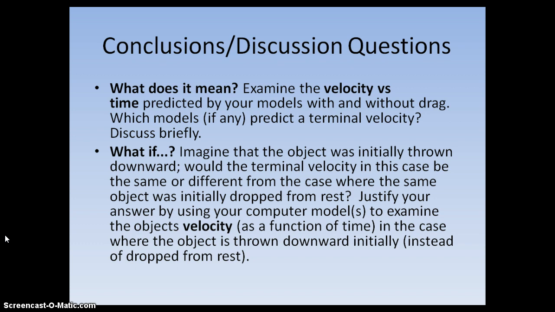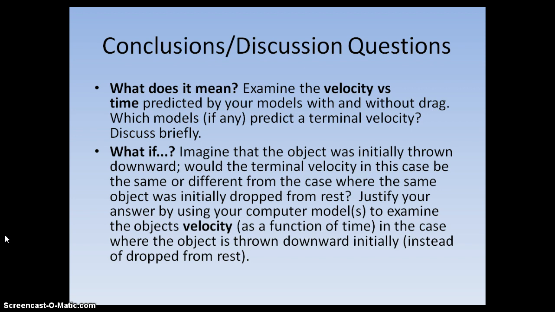Imagine that the object was initially thrown downward. Would the terminal velocity in this case be the same or different from the case where the object was initially dropped? The terminal velocity for objects is going to be the same no matter the initial velocity of the object. Basically, the larger the velocity gets of an object in the air, the larger the drag force of the object.